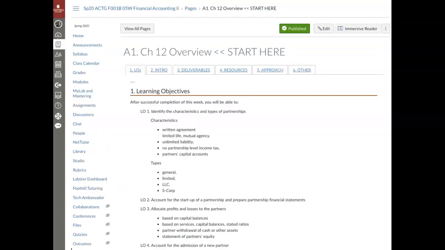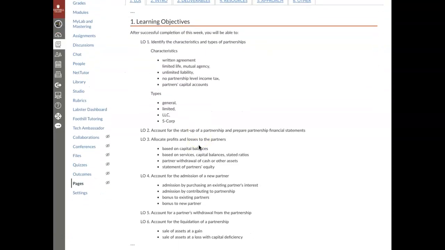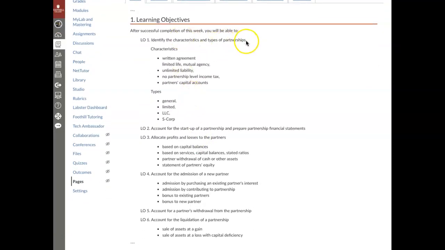Regarding Chapter 12, LO 1 covers the partnership form of business and some of its basic types. LO 2 through LO 6 covers the full life cycle and related transactions of a partnership. The formation of a partnership in LO 2, the allocation of profit and losses in LO 3, the admission of new partners in LO 4, the withdrawal of a partner in LO 5, and finally, in LO 6, the liquidation of a partnership.